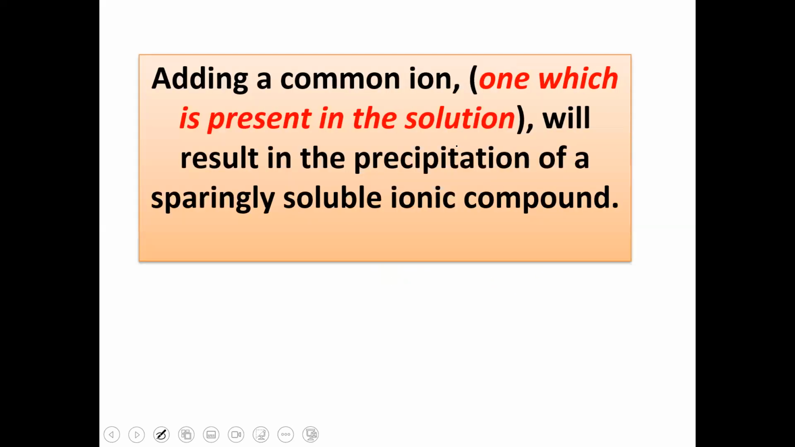Now, this is another description point for the concept of common ion. So whenever there is a common ion in a solution and its concentration increases, it can make the sparingly soluble salt more insoluble, which will result in its precipitation. So now you have to copy this. Okay.